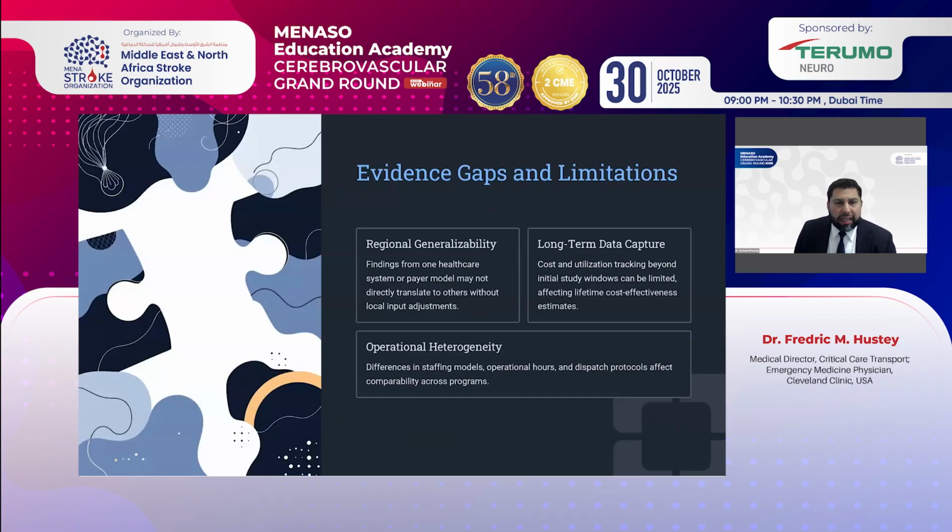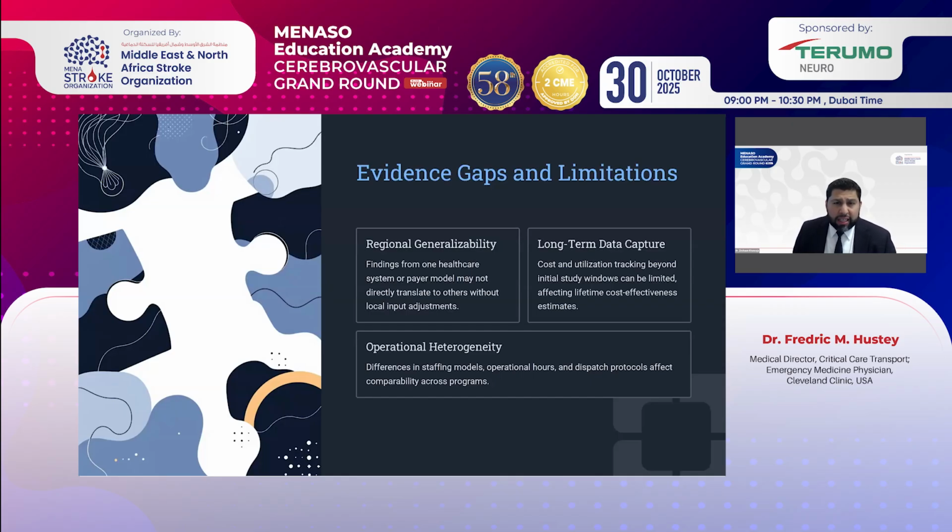So if we move on and start looking at some of the evidence gaps and limitations, number one, it is hard to generalize any results. Understanding that the cities in Germany are very different from Cleveland, which is different from Texas and New York. Very, very different, and of course Melbourne. So every area will have its own challenges, and it's very important to look at the data in your area individually before generalizing these results.